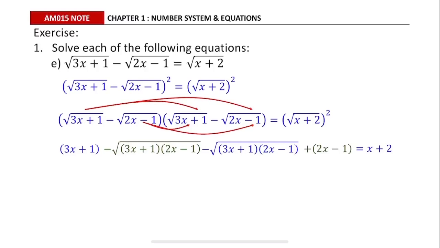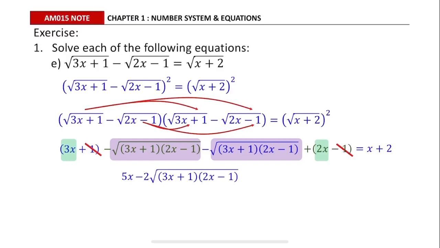So now we simplify this equation on the left side first. 3x plus 2x equals 5x. 1 and negative 1 can be cancelled out. The only terms left now are the surds. Since they are the same, we can simplify to negative 2 square root of 3x plus 1 multiplied by 2x minus 1. And the right side remains the same. Then simplify the equation.